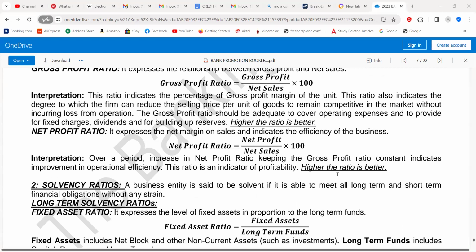Interpretation: over a period, an increasing net profit ratio, with the gross profit ratio kept constant, indicates improvement in operational efficiency. This ratio is an indicator of profitability. The higher the ratio, the better. Good. Very good.